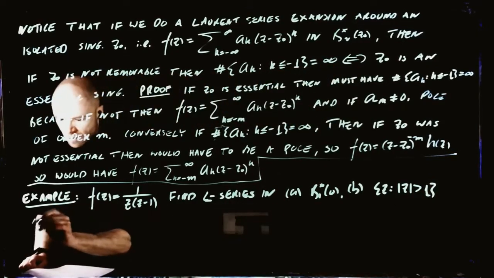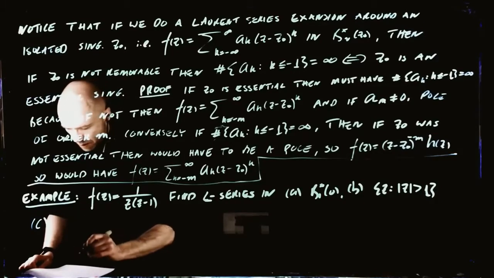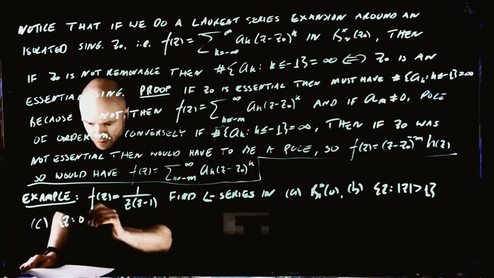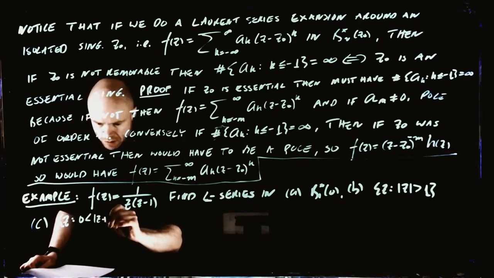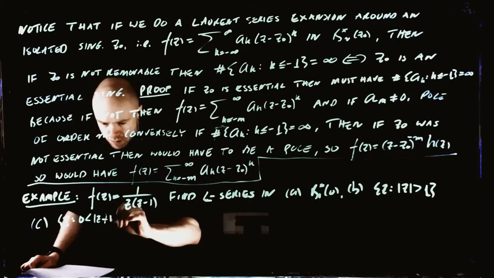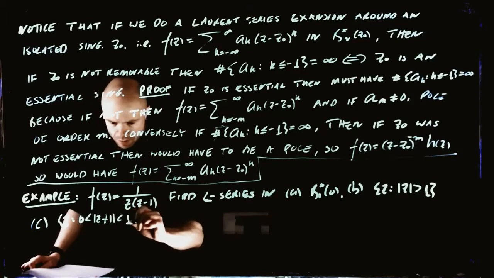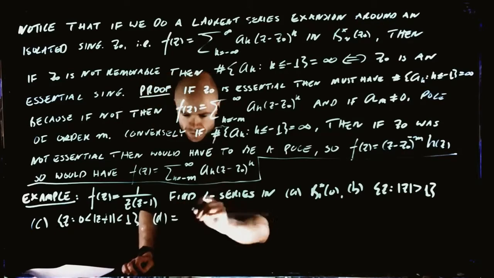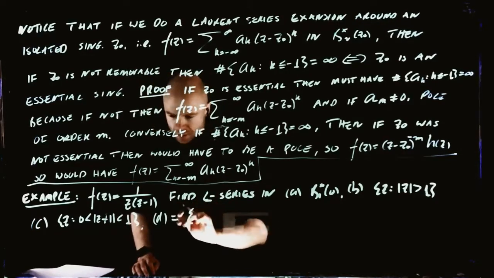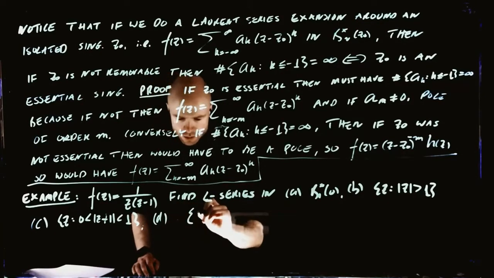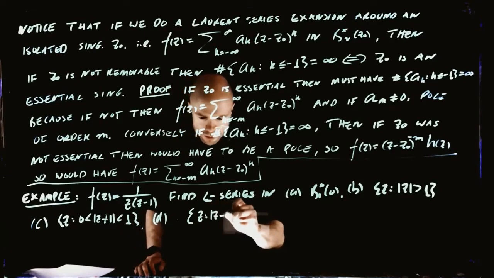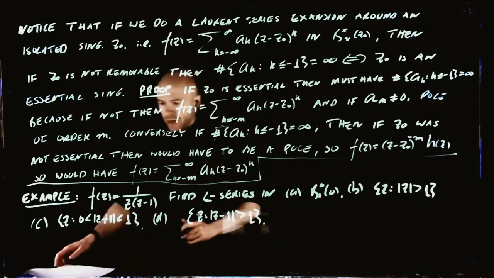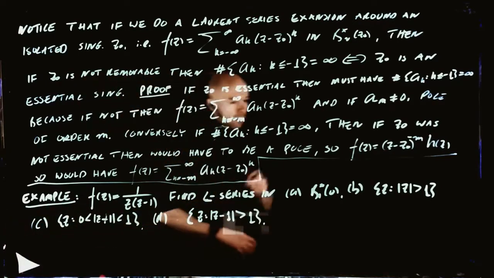C is the punctured, let me just write it. It's the set of z such that z minus 1 is like this, and then D is the set of z such that mod z minus 1 is bigger than 1. That is our question. And notice these are all different annuli.